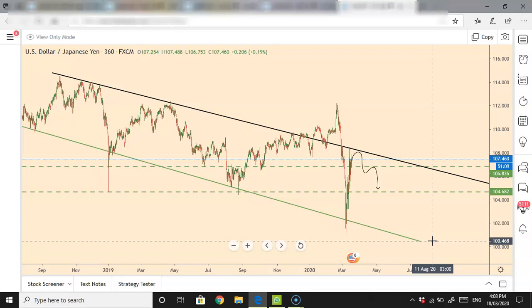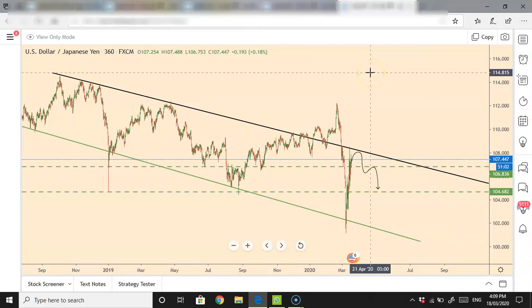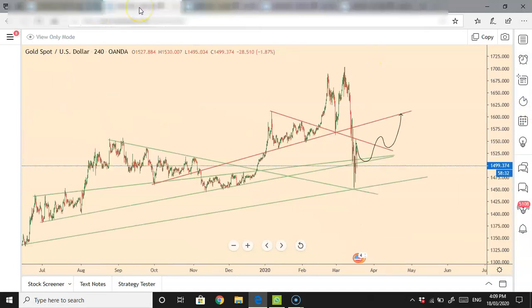So please use the resources available and don't just think about making money quickly. Take your time. This is a long-term journey. It's not get rich quick. All right, let's go to gold now.